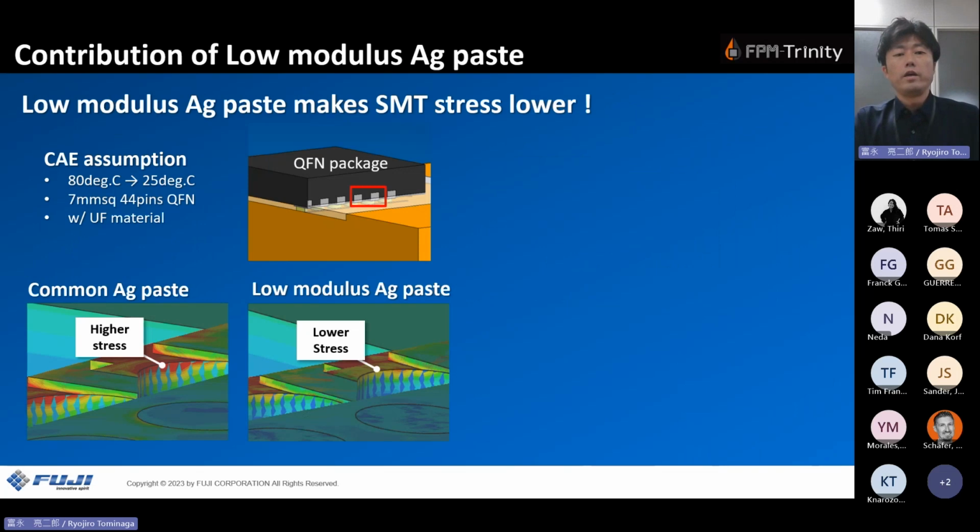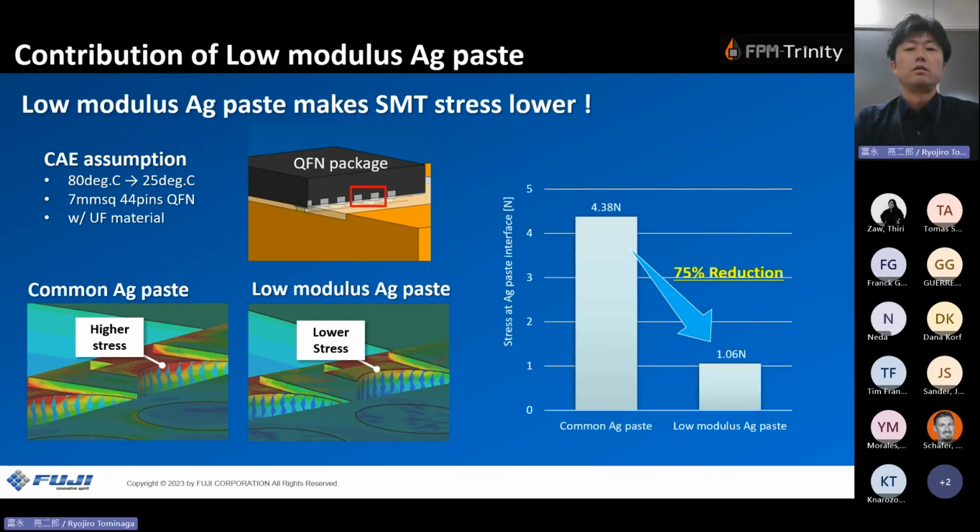So the reason why we adopt the silver paste, which has low modulus properties, is to minimize the stress. So this is a CAE result. This data is showing the stress concentrated at the edge of the component, the interface between the electrode and the silver paste. If we apply the common silver paste, a very rigid one, stress concentrates at the interface. But if we reduce the modulus of the silver paste, stress can be minimized.